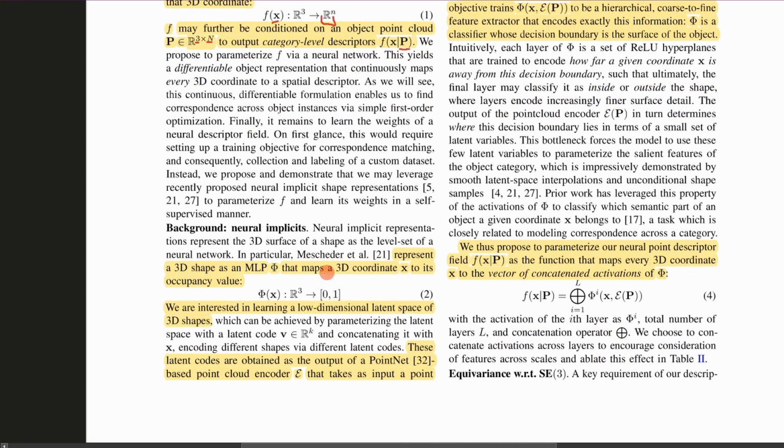Mescheder et al. represent a 3D shape as an MLP, a multilayer perceptron phi, that maps a 3D coordinate x to its occupancy value. These are called neural implicit representations, and the idea is that the weights of the neural network actually learn the structure and the position of the object. So you basically input a point x, and this function phi will tell you whether the point x lies inside of the object, which will be quantified by 1, or it lies outside of the object, when we'd have 0 as the output.